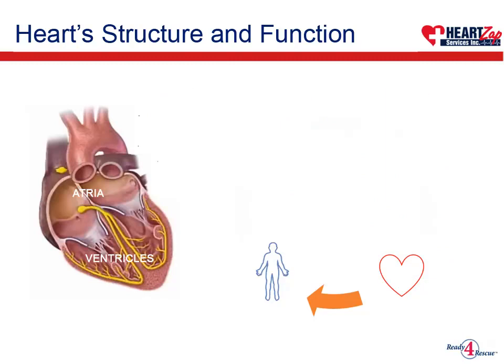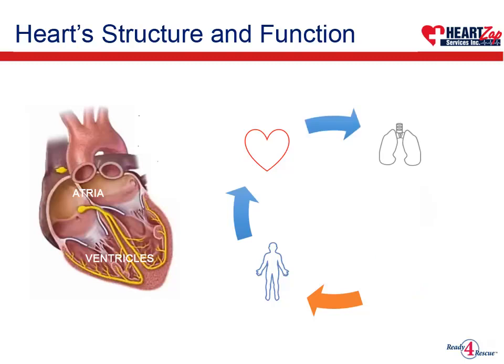The heart pumps oxygenated blood to the body, and then the body sends the deoxygenated blood back to the heart. The heart pumps the blood that is very low in oxygen back to the lungs to be reoxygenated. The lungs send the freshly oxygenated blood back to the heart to be circulated throughout the body again.